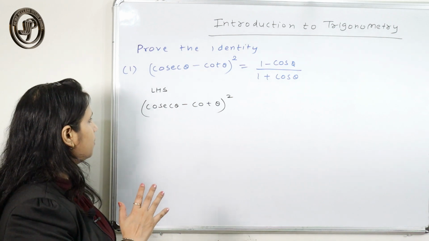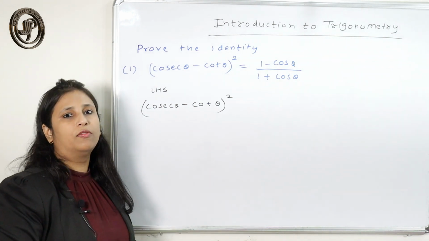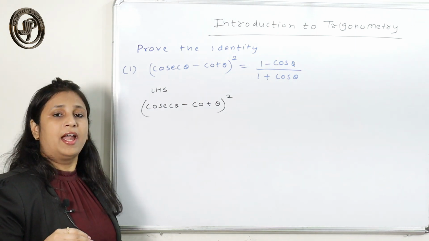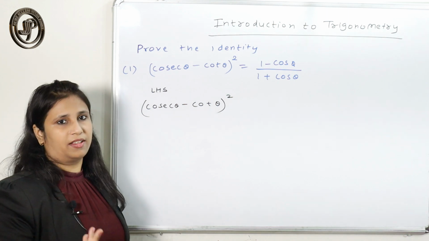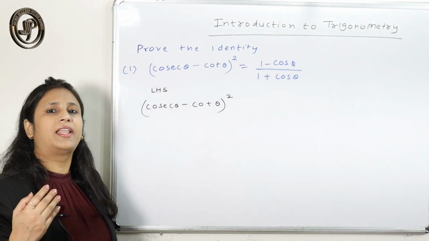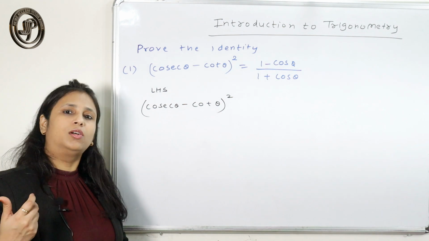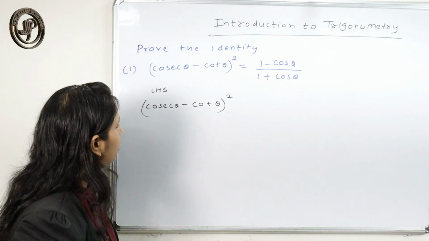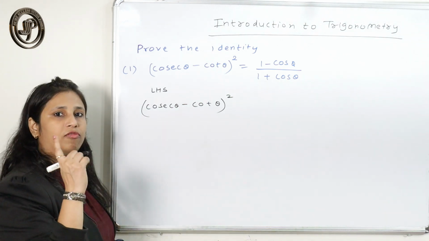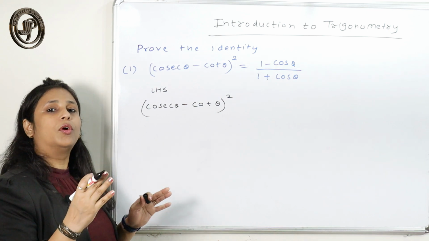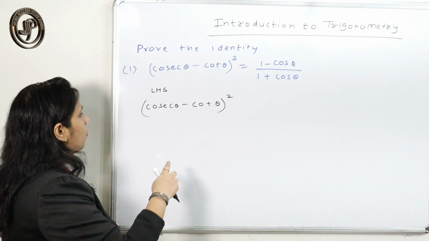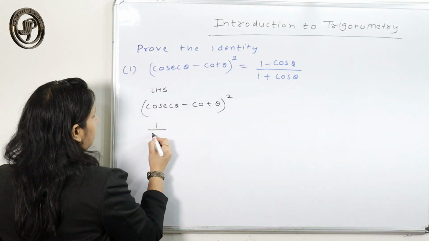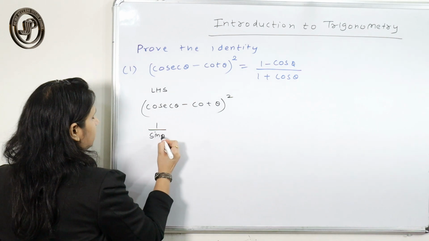So first try to convert them into sine and cos form, then simplify it, and then either you will get the result, or if you don't, convert them into the cosec, sec, cot form, the rest of the form. So my first thing is to try to convert into sine or cos form. Can I convert cosec into sine or cos form? Yes, I can write this as 1 by sine theta.